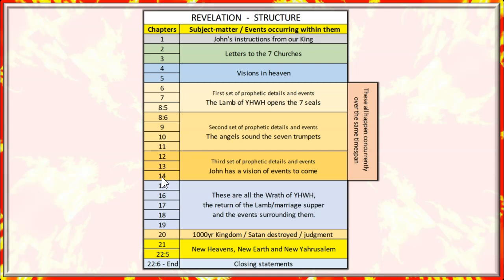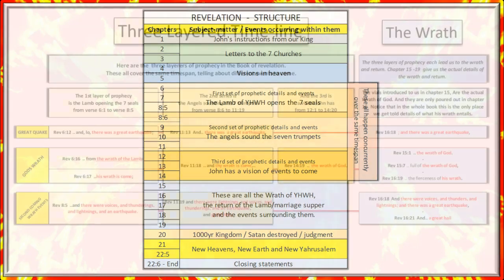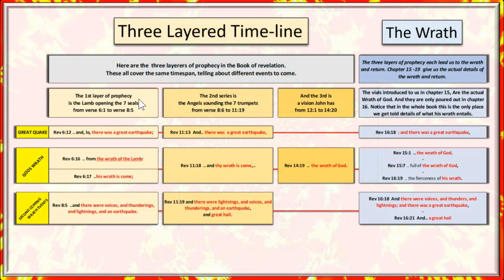And as we showed you, these are three layers, 1, 2, 3. They all run concurrently at the same time, over the same time period, and we showed you the details that prove that they bring us to the wrath, and the actual wrath is here. So let's look at that briefly again as well, just to remind us. So here's our three layers, 1, 2, 3. And here's our wrath. And as we see, the details are here.